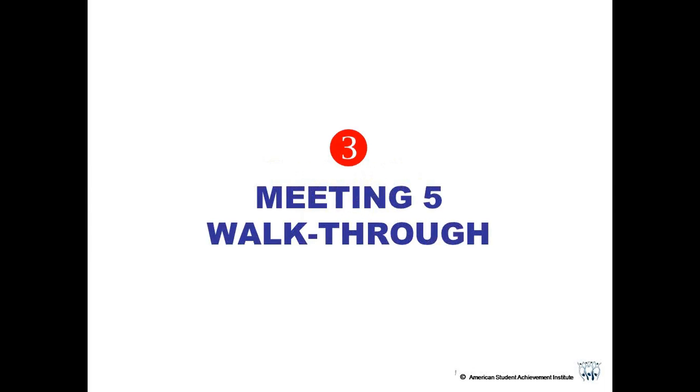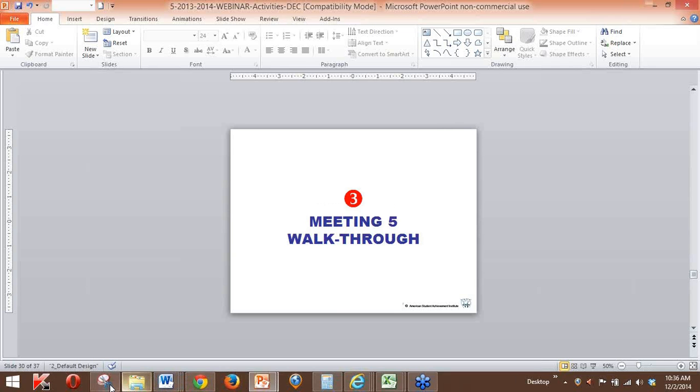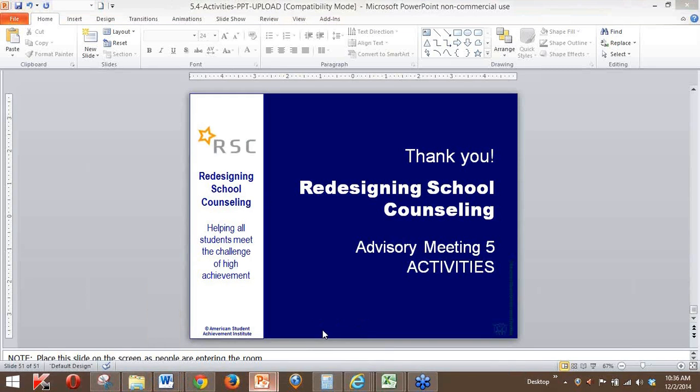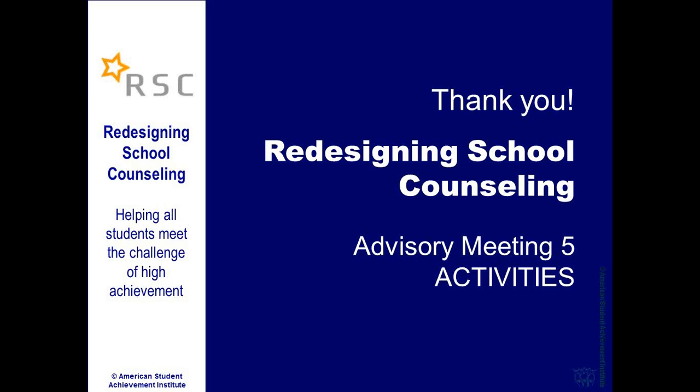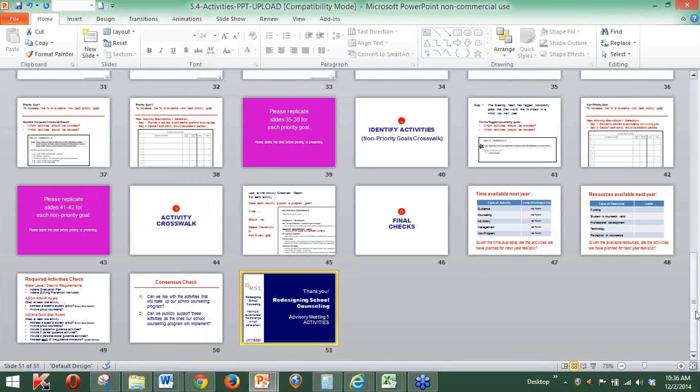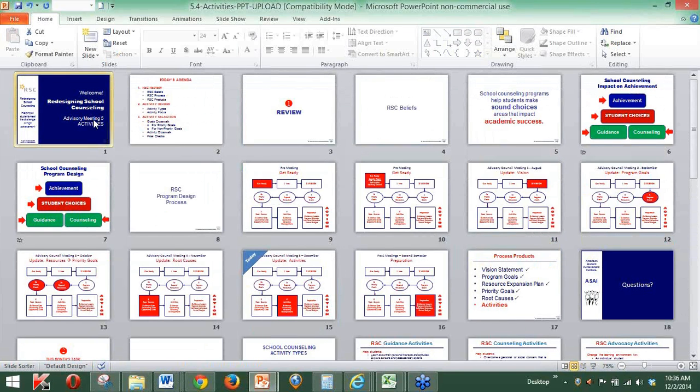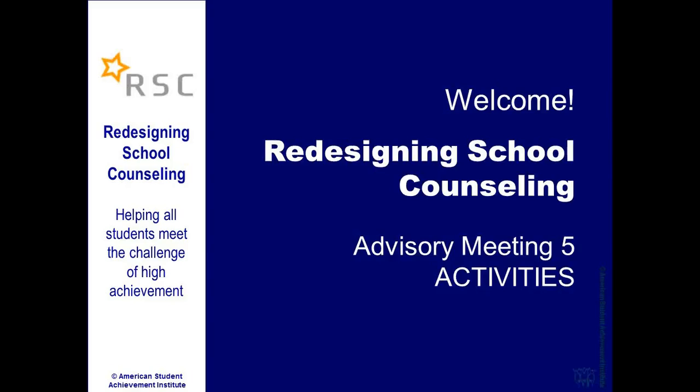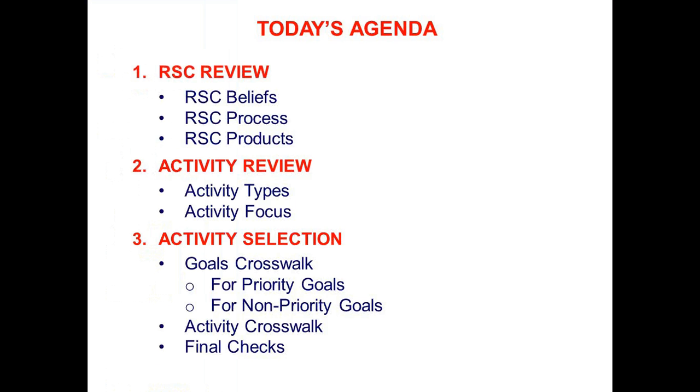And then, okay, the next thing is the walkthrough. Okay, so here's the walkthrough. Oops, wrong slide. Sorry about that. Here we go. First slide. Okay, so here's the pre-meeting. Here's the walkthrough of the meeting. So we're going over the agenda, and we're talking about how we're going to do a goals crosswalk and an activity crosswalk to really help us decide, do we have the right activities for our program.